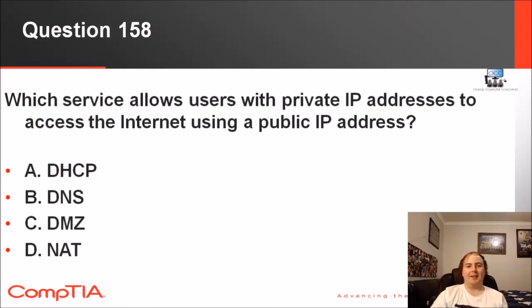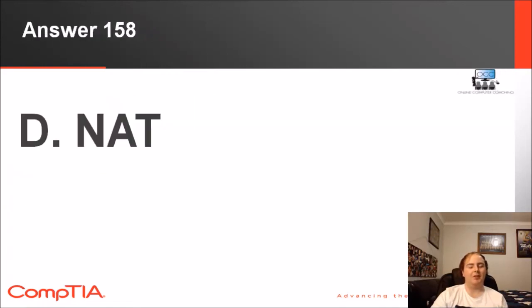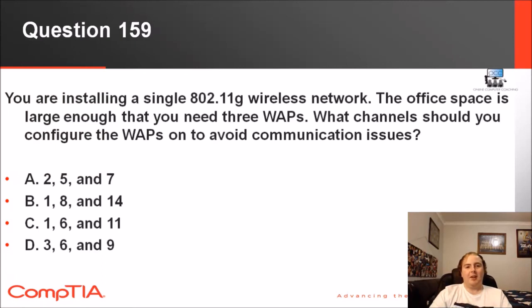158, which service allows users with private IP addresses to access the internet using a public IP address? We've got DHCP, DNS, DMZ, and NAT. DMZ is sort of, I guess, communication between the internal and external router. DNS is converting names and IP addresses, and DHCP, obviously, we get addresses from it, so it doesn't change them. Network address translation does, though, and D's the answer.